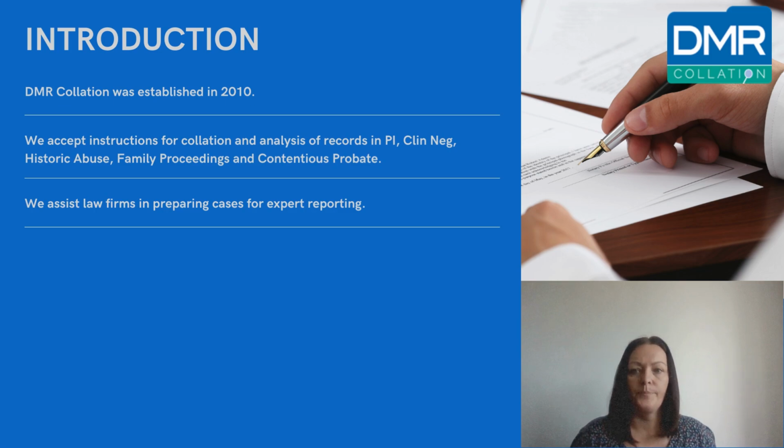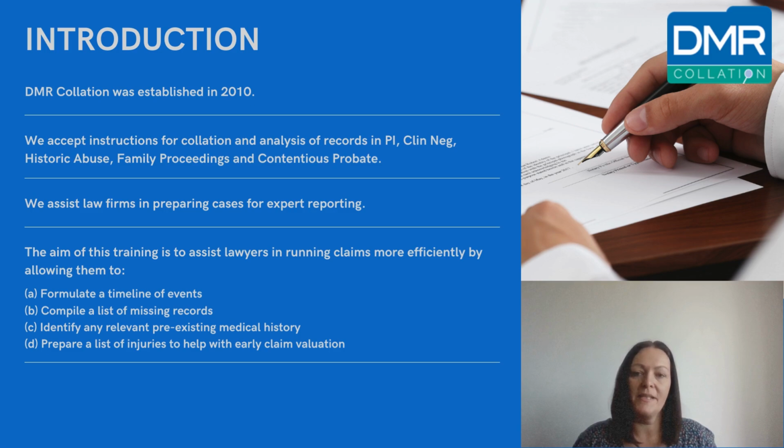reporting. We are conscious that there are a large portion of claims where funding for professional collation and analysis of medical records will not be available. These lower value cases will still, however, require some degree of analysis in-house prior to the instruction of an expert. The aim of this training is to assist lawyers in running these cases more efficiently by allowing them to formulate a timeline of events, compile a list of missing records, so these can be obtained prior to expert instructions, identify any relevant pre-existing medical history, and prepare a list of injuries to help with early claim valuation.